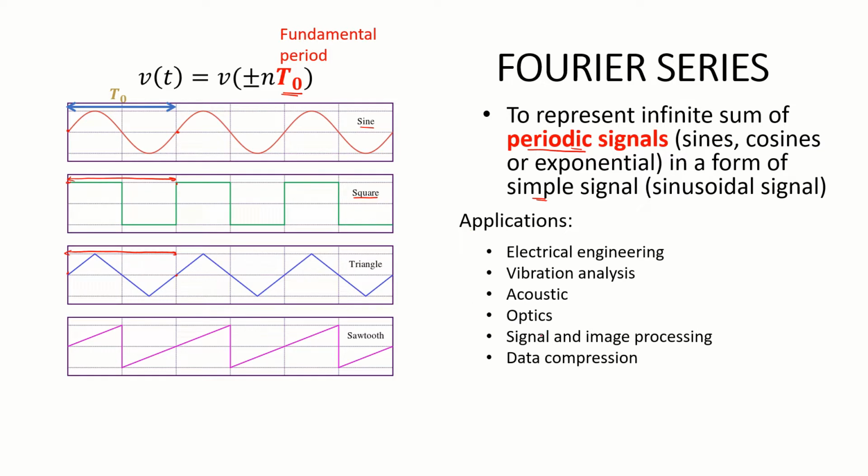Where can we apply this Fourier series? These are the fields where we can apply it. And how can we represent the Fourier series? Usually we abbreviate it as FS. The Fourier series can be represented in two types of forms: the first one is the trigonometric form, and the second one is the complex exponential form. This is how we want to represent the Fourier series.